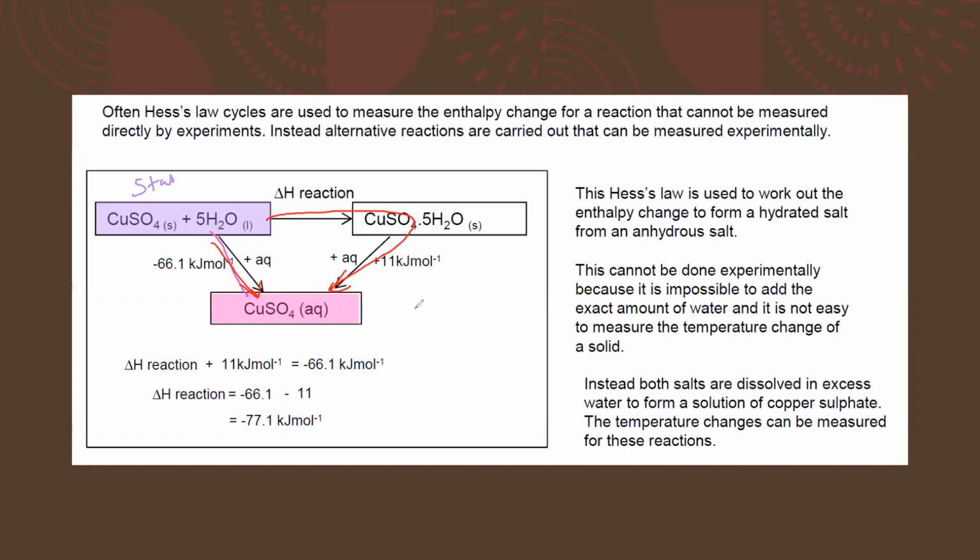So according to route 2, I can say delta H plus 11 kilojoule per mole is equal to minus 66.1. If we need delta H, what we can say is delta H is equal to minus 66.1 minus 11. So delta H is equal to minus 77.1 kilojoule per mole. Is it clear?